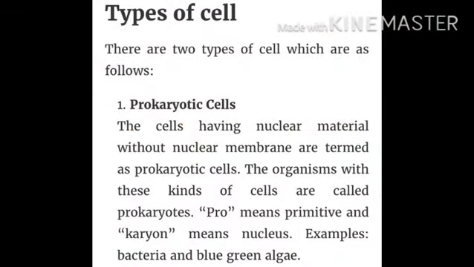There are two types of cells, which are as follows. Basically, cells are of two types: one is prokaryotic cell and second is eukaryotic cell. Now first, prokaryotic cell. The cells having nuclear material without a nuclear membrane are termed prokaryotic cells. The organisms with this kind of cell are called prokaryotes. Pro means primitive and karyote means nucleus. Examples are bacteria and blue-green algae. It means prokaryotic cells do not have a well-developed nucleus.